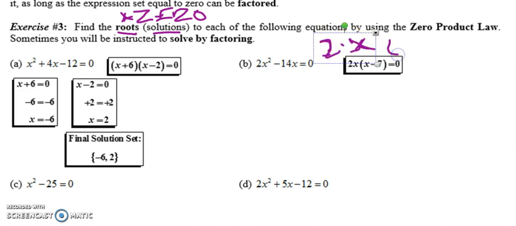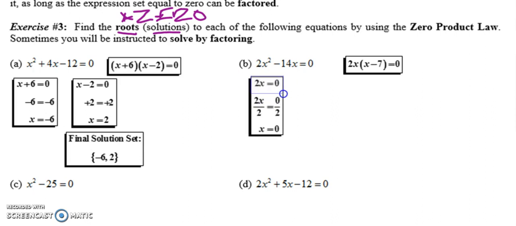And then times, so don't split the 2 times x into 2 separate factors and say there's 3. This is a monomial, this is a binomial, so those are your different factors. So now, just like before, take your 2x and just set it equal to 0. Now that's obvious. 2 times what is 0? You could still solve the equation, and now therefore that's one of your zeros.